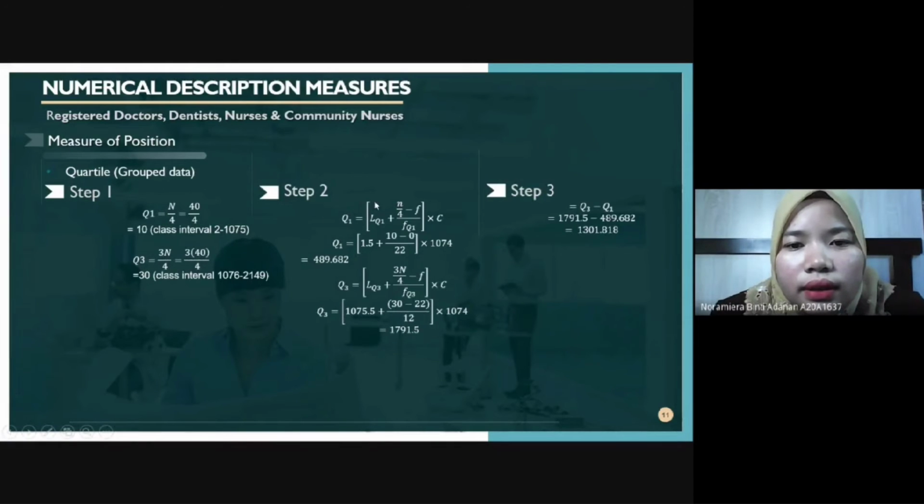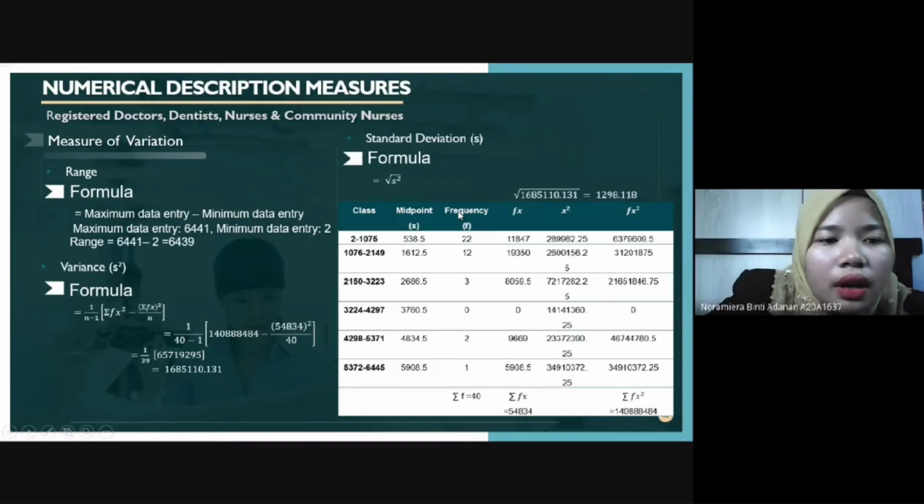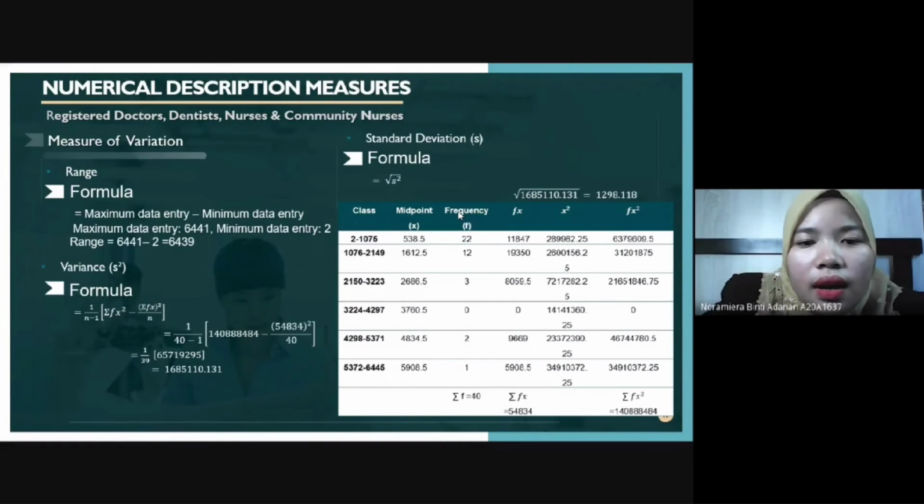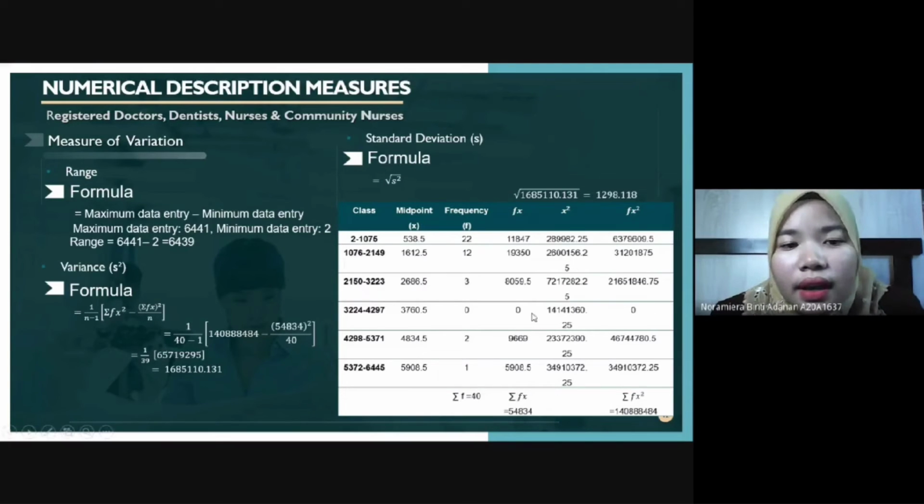Okay, next the range. The range is the difference between the largest value and the smallest value. It's a simple measure of variability in the data. The range is determined by only the two extreme data values. The variance and the standard deviation, on the other hand, are measures of variability that are based on all the data and are more commonly used.